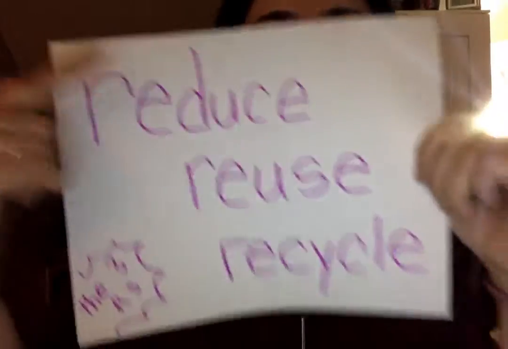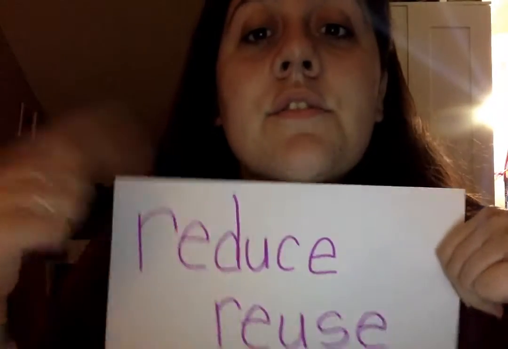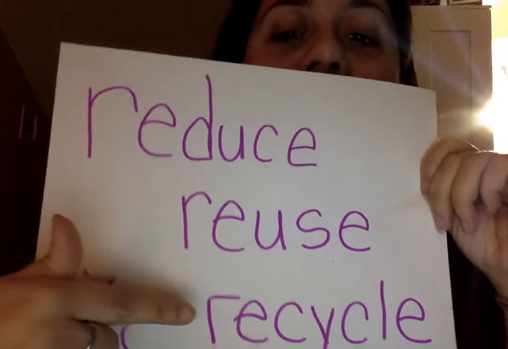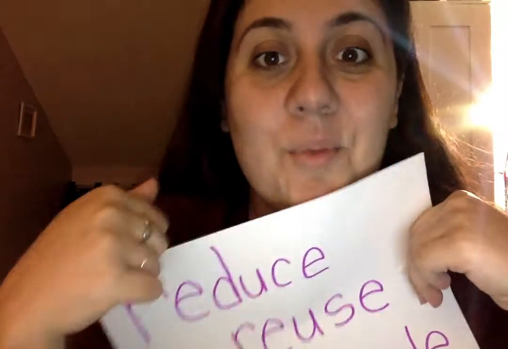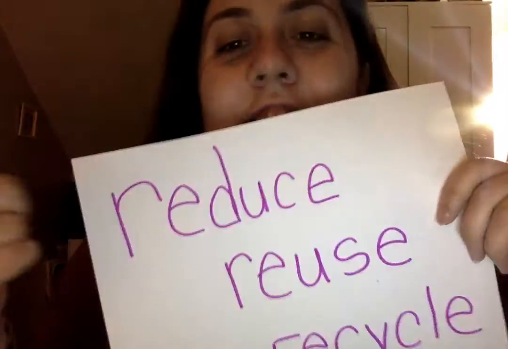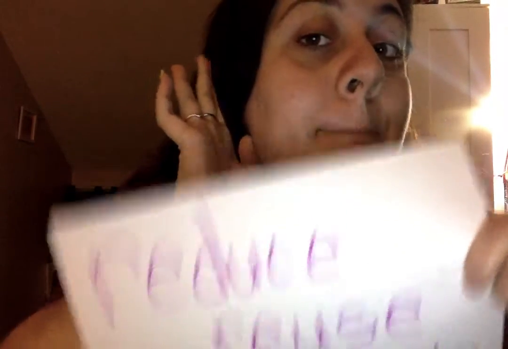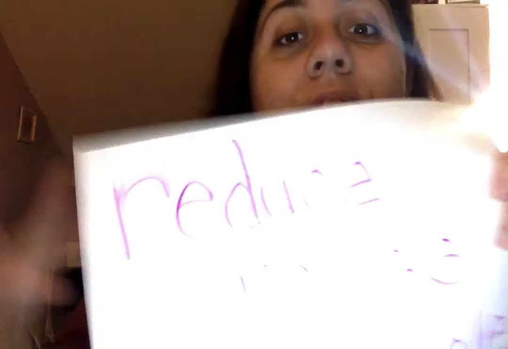So very quickly, let's go over one more time what those 3 R's are, because you are going to have to think of how you can use these 3 R's to help our planet Earth, right? Our 3 R's one more time: reduce, reuse, recycle. One more time, and I want to hear it nice and loud. Ready? Reduce, reuse, recycle.